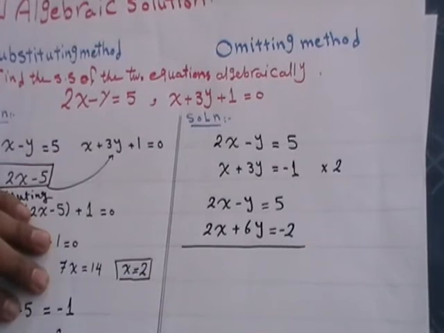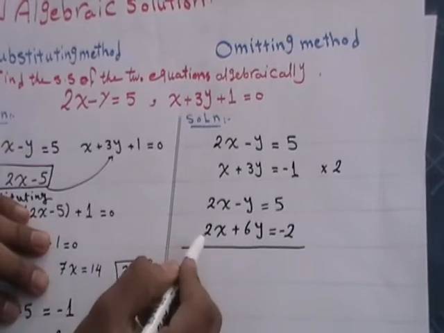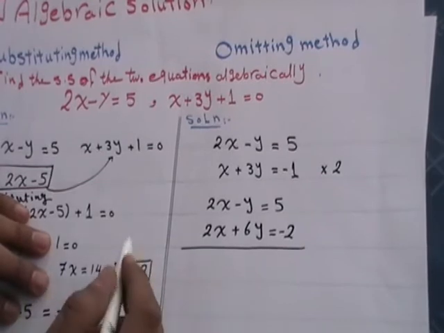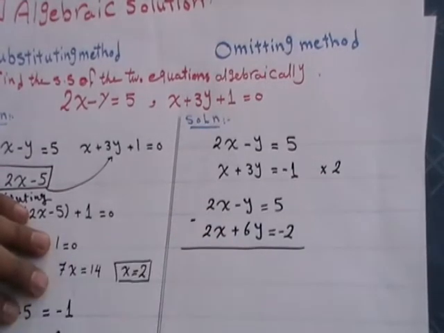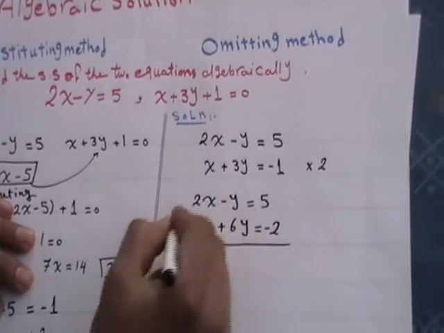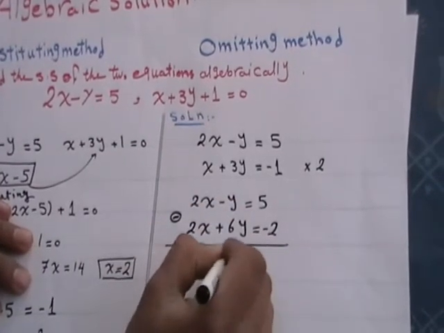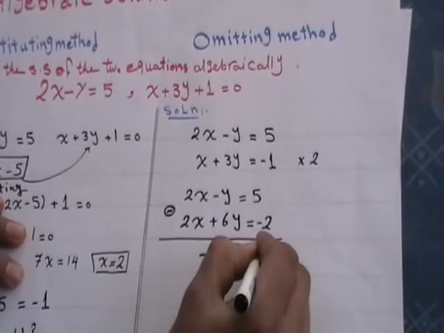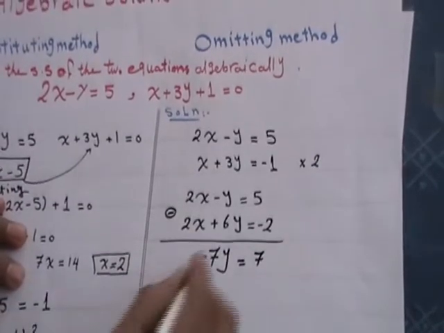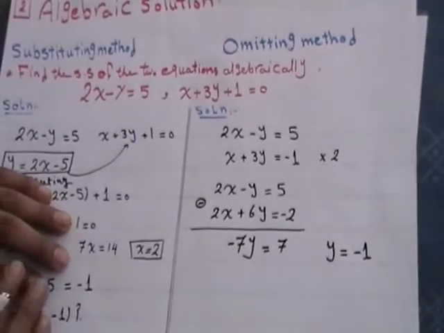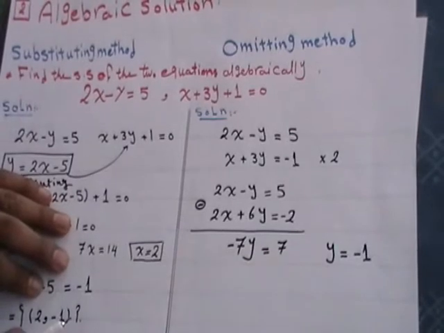Now we want to get rid of one of the two variables. I have 2x and I have 2x. How can we get rid of 2x? We can get rid of 2x by subtracting the two equations. So I have a subtraction operation. 2x minus 2x will be 0. Negative y minus 6y will be negative 7y. 5 minus negative 2 will be 7. So I have negative 7y equals 7. So you will have y equals negative 1, because negative 7 divided by negative 7 equals negative 1.